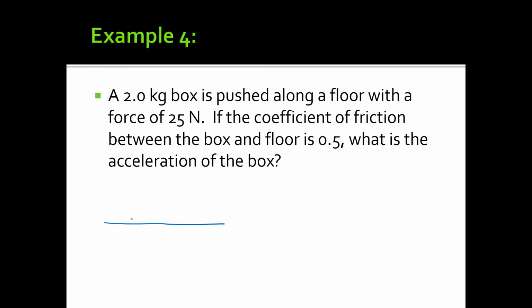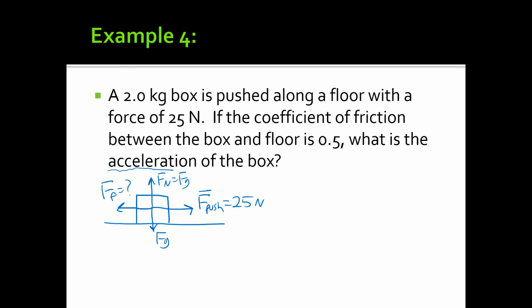So let's draw my block here. I'm pushing along with a force of 25 newtons. I've got a force of gravity here, and a normal force here, which is equivalent to gravity. And I've got a force of friction in this direction, which is currently unknown, but we can calculate that, I think. Ultimately we want the acceleration of the block.